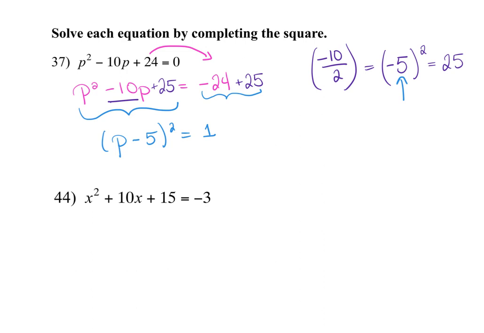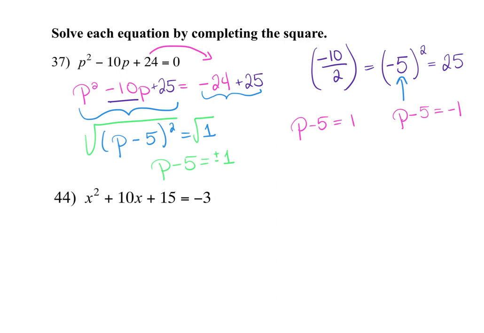I'm ready to take the square root because I have the group squared by itself. So square root here, square root here. On the left, I have just p minus 5. And on the right, I have the square root of 1. The square root of 1 is just 1, but it is positive or negative 1, right? When you have something like this, a perfect root, you need to keep going and actually do the problem. So it's going to be p minus 5 equals the positive 1, and p minus 5 equals the negative 1.